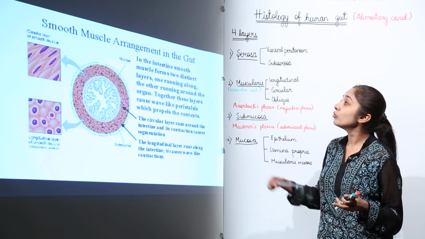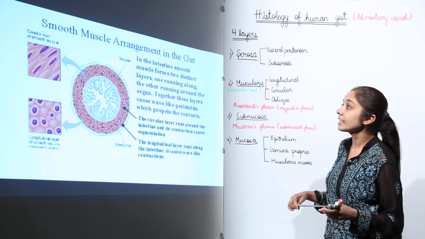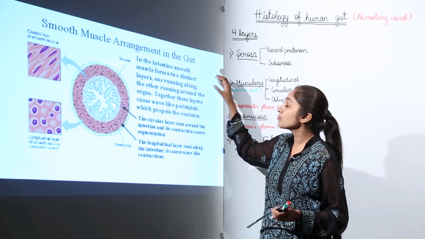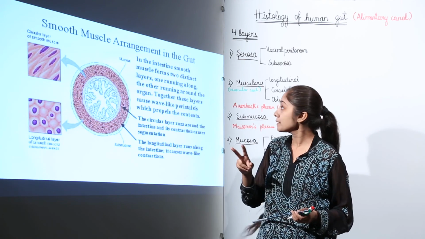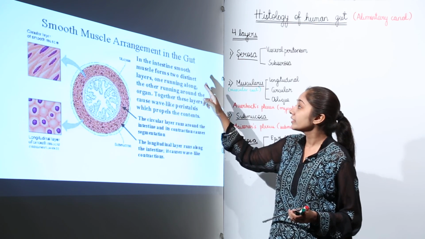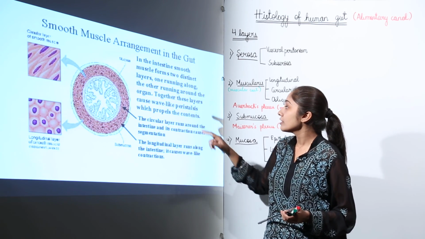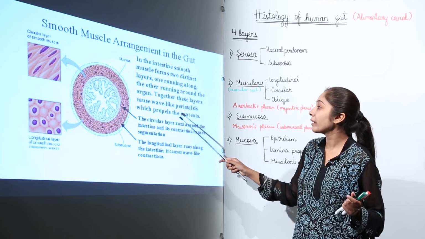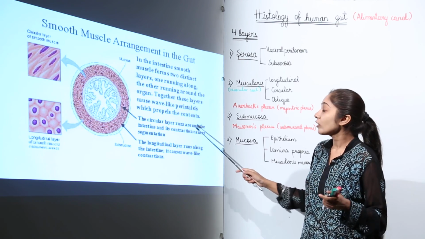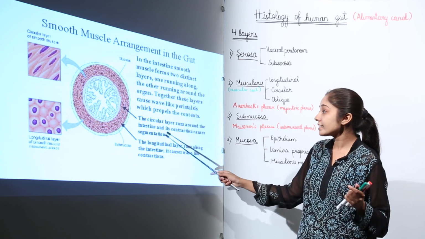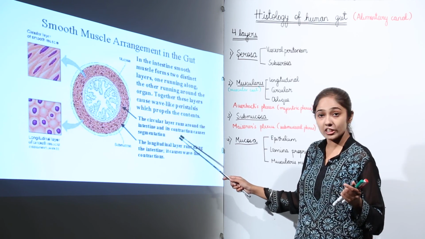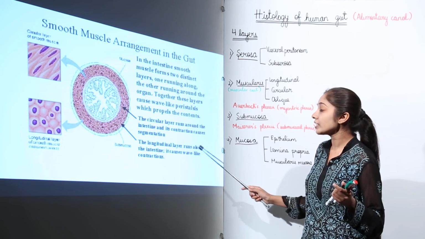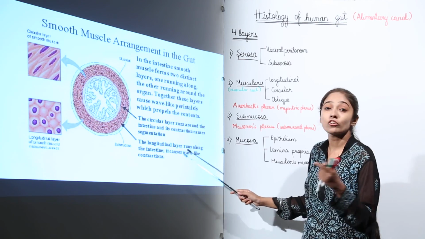Now let's see the smooth muscle arrangement in the gut, right. In the intestine, smooth muscle forms 2 distinct layers, one running along, the other running around the organ. Together these layers cause wave-like peristalsis which propels the contents. The circular layer runs around the intestine and its contraction causes segmentation. The longitudinal layer runs along the intestine and causes wave-like contractions.